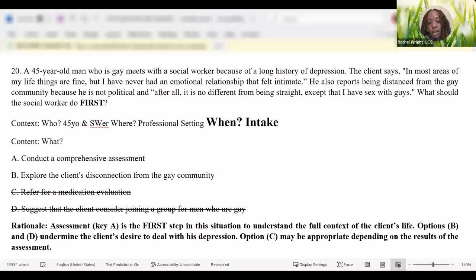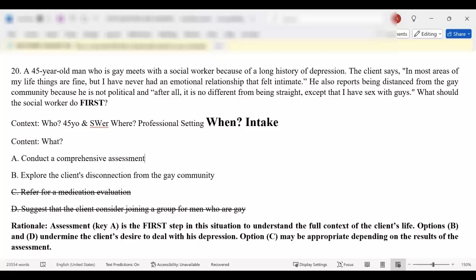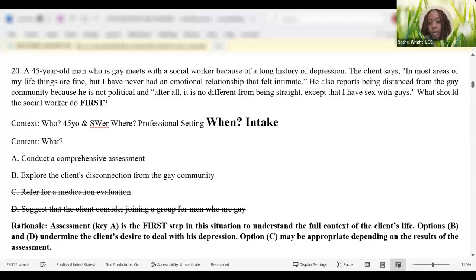And then, like she said, you'll be able to gather more information about why he feels a disconnection from the gay community, probably during the assessment when you get to the part about sexual orientation and those type of things. So that's why I went with A.